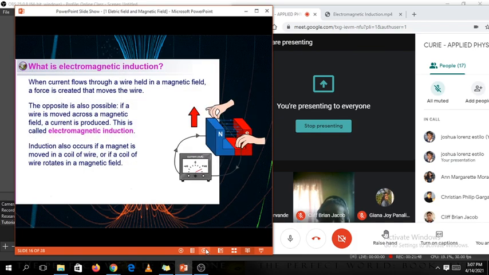Okay? So this is what we are discussing again, that they follow what we call the principle or the law of electromagnetic induction. Okay? So, to repeat: when you have a moving magnetic field, you create a current. And when you have a moving current, you create a magnetic field. And we call this phenomenon electromagnetic induction. Okay?